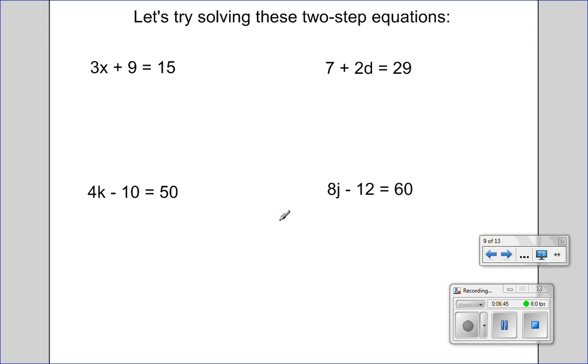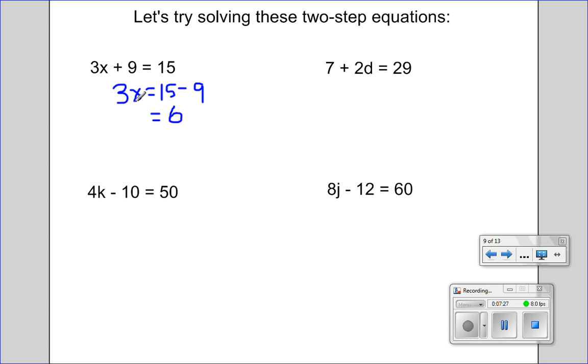Okay, I'm going to model 2 of these for you, and then you're going to try the other 2 at home. First, we've got 3x plus 9 equals 15. So what I'm going to do is leave the 3x on the left first. So I leave the 15, and I move the 9 to the right side. Now I subtract. Okay, that means that 3x equals 6.